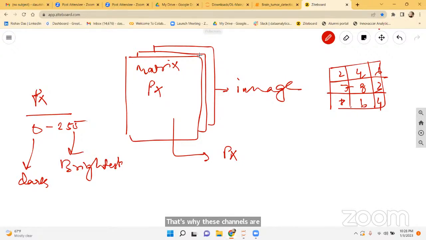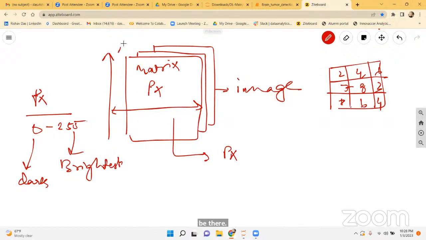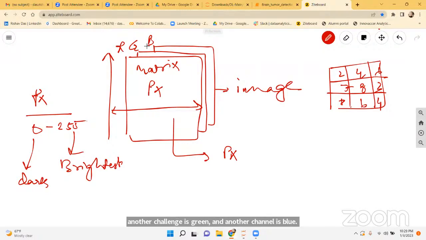So let's say red color, green color, yellow color, blue color, cyan color, any color you can form by utilizing these three channels. Each channel will have a set of pixel values between 0 to 255. Now, an image will have a specific height and a specific width, and based upon that, those many pixel values will be there. Utilizing these three channels, one channel is red, another channel is green, and another channel is blue. I will take up the questions, no worries.